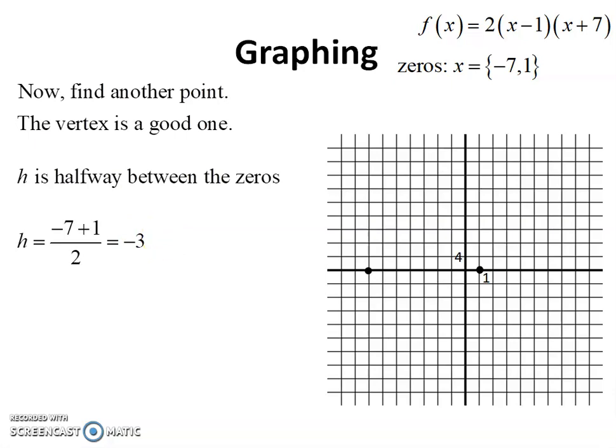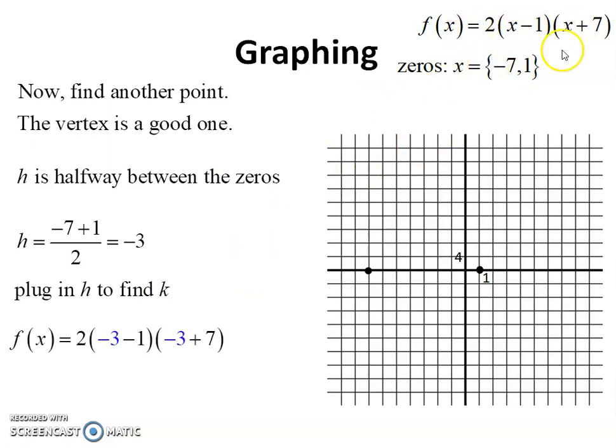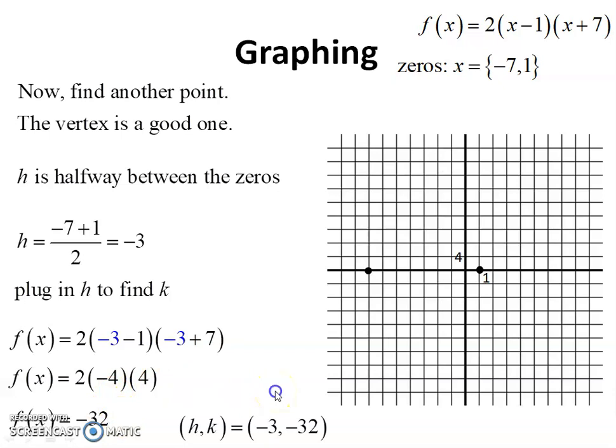And I can find the k value. We've seen this in other cases. I can find the k value by just plugging the h into the function. So I've got this function. I'll just replace the x with -3. In this case, when I'm plugging it in, there are 2 places to replace the x with -3. And I'll simplify each bracket and solve. -3 minus 1 is -4. -3 plus 7 is +4. I'll multiply all 3 numbers, and that is -32. So that is my k value. It means my (h, k) is (-3, -32). And if I were to plot that, it would be at -3, and -32 is down here. That's why I chose a scaling of 4. And then I can connect the dots and draw my parabola, even though that's not perfect.